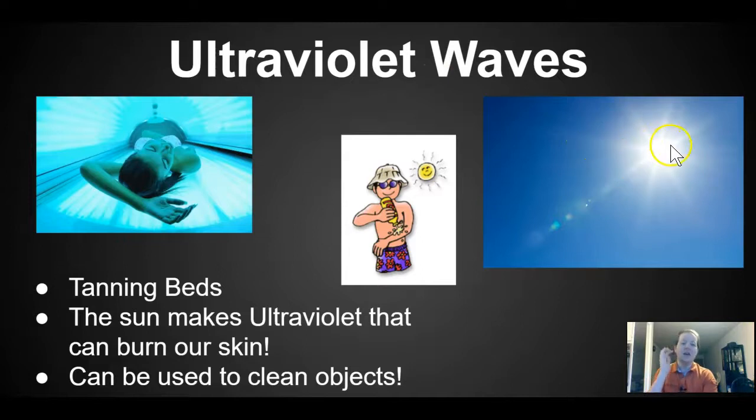Ultraviolet waves come from the sun. And this light has a lot of energy, enough to give you a sunburn. The reason you put on sunscreen or suntan lotion or wear a hat or put on sunglasses is because of ultraviolet waves. You want to protect from ultraviolet.